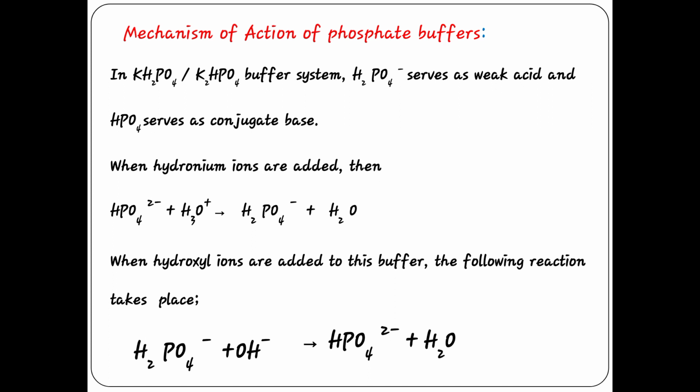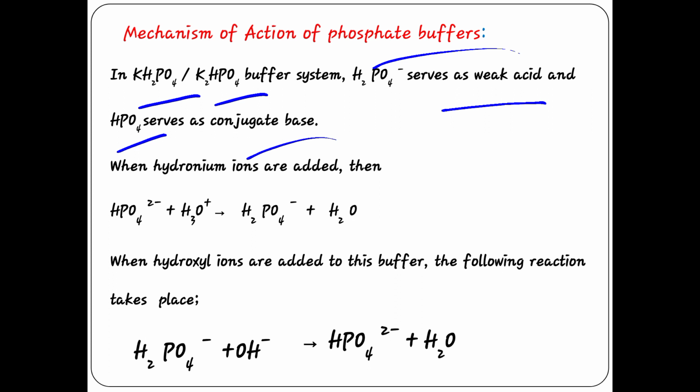Next, the mechanism of action of phosphate buffer solutions. Consider a buffer system of potassium dihydrogen phosphate and potassium monohydrogen phosphate. The dihydrogen phosphate ion, H2PO4 minus, serves as a weak acid, and HPO4 2 minus serves as the conjugate base.